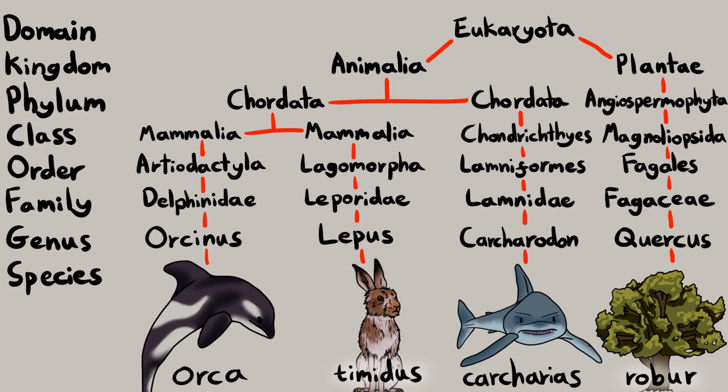This is our cladogram for our 4 species of interest, showing that orcas and mountain hares are most closely related, followed up by those 2 species and great white sharks, and finally most distantly related are all of these animals with the oak tree.